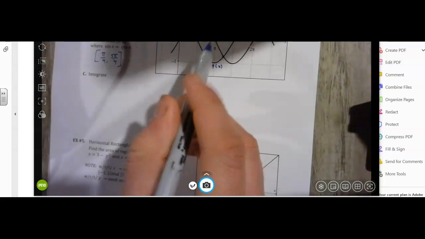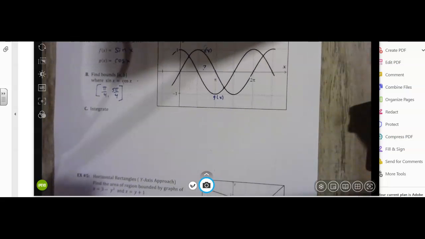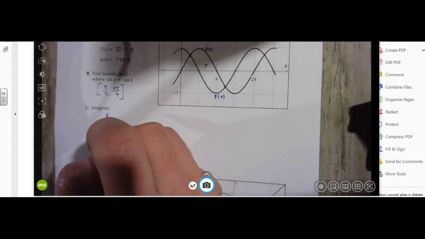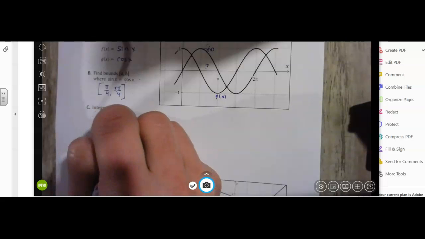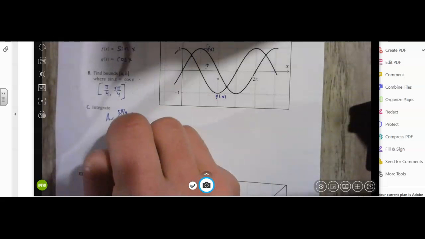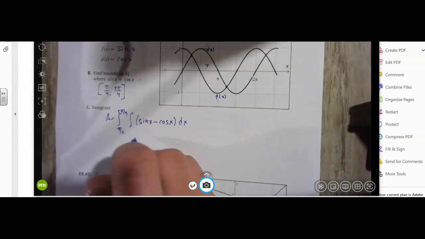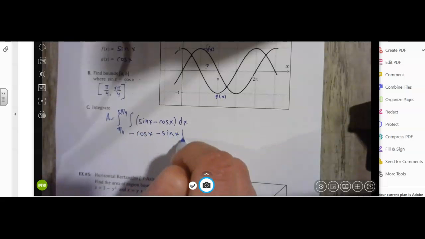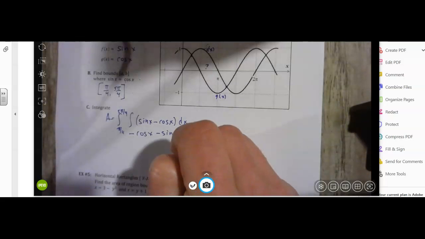So we're going to integrate. We're just going to get this area right in here. So that area is equal to the integral from pi over 4 to 5 pi over 4. Now sine x is the top curve here, so it's going to be sine x minus cosine x dx. So that's going to be negative cos x minus sine x evaluated between pi over 4 and 5 pi over 4.